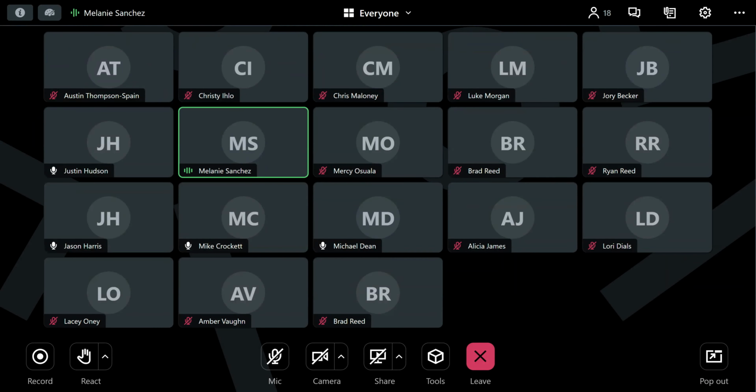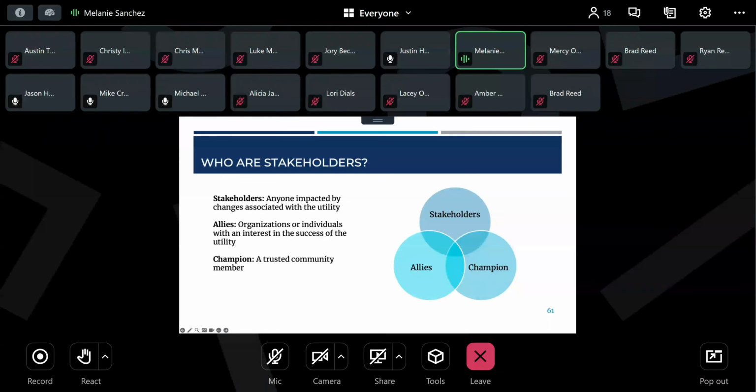Okay, great. So who are stakeholders? You already probably know this, but I'm going to spell it out. So stakeholders are those who may be impacted by the implementation of a change associated with the utility.